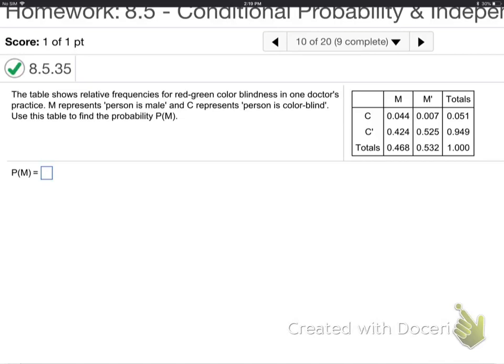Okay, the table shows relative frequencies for red-green color blindness in one doctor's practice. M represents person is male, C represents colorblind. Use this table to find the probability of M. Okay. So what's the probability of M? It's just right there. Unless I'm missing something, that's a silly question. There's no given. There's no special condition. Is there another part too? Yeah, maybe, huh?